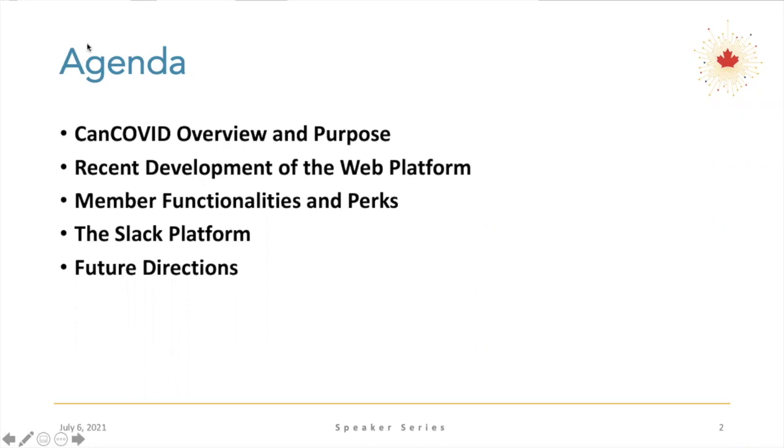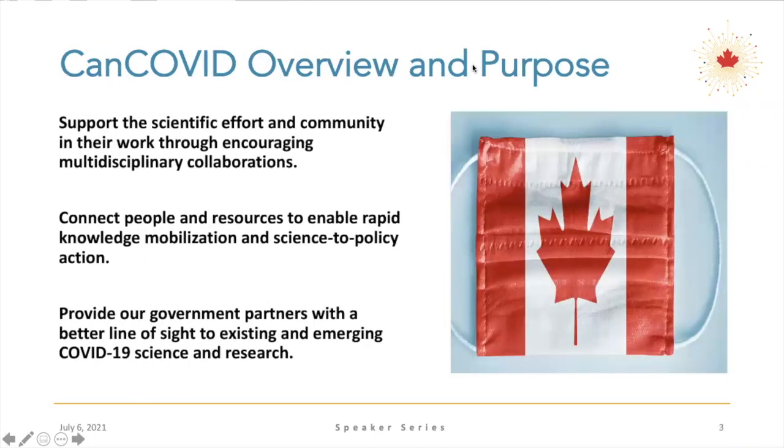So moving forward to our CanCOVID overview and purpose. Obviously CanCOVID is here to support the scientific effort and community and their work to encourage multidisciplinary, but also transdisciplinary collaborations. And I think this is something that is reflective in our community breakdown. On the next slide, you'll see the variety of roles and experts that we have, something that we definitely like to show. As well, we're trying to connect people and resources to enable rapid knowledge mobilization and science to policy action.